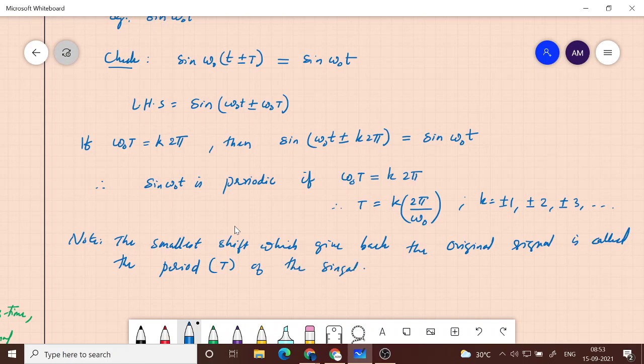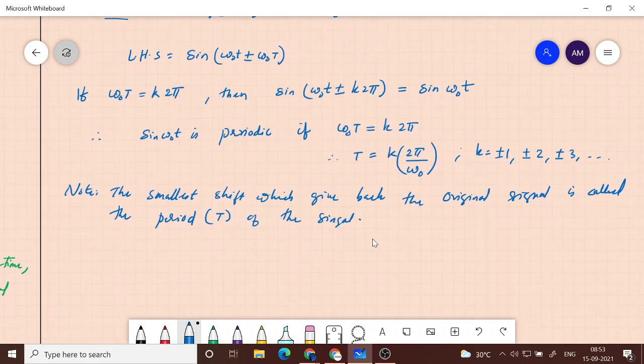In this case, it could be a left shift or a right shift, depending upon whether you use a plus integer or minus integer. But we are only interested in the magnitude when we talk about the smallest shift, either to the left or to the right, which gives back the original signal. That is what we call the period. So in this case, T is equal to 2 pi by omega 0.